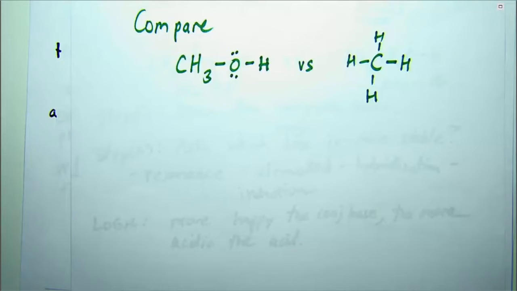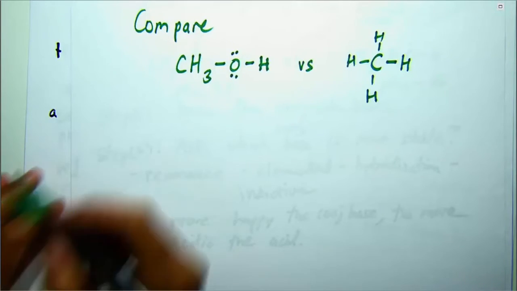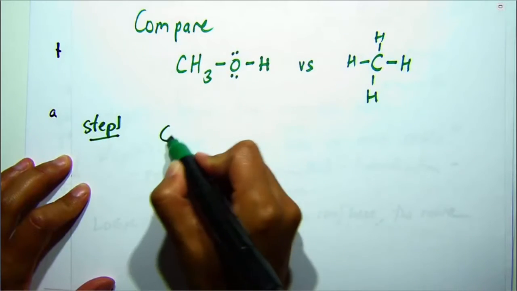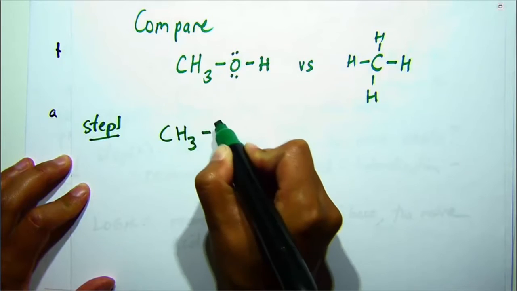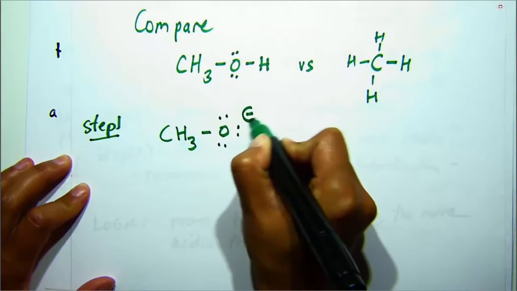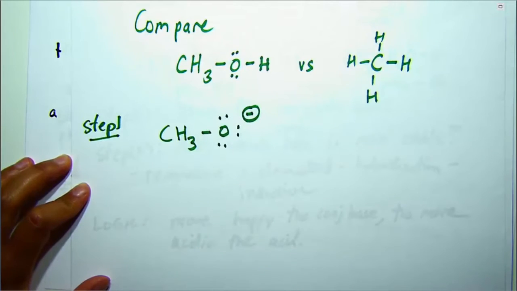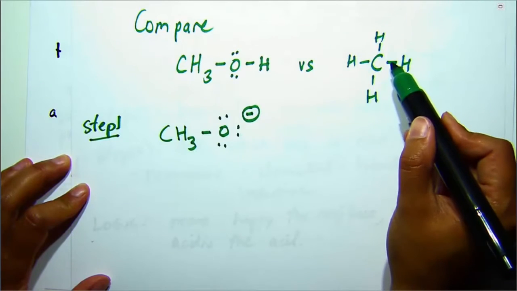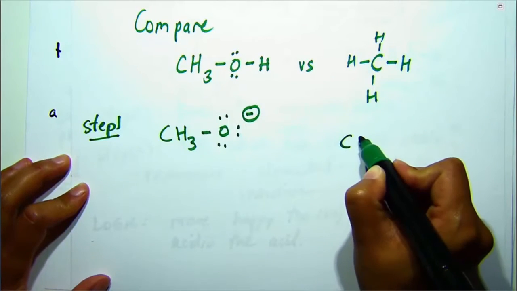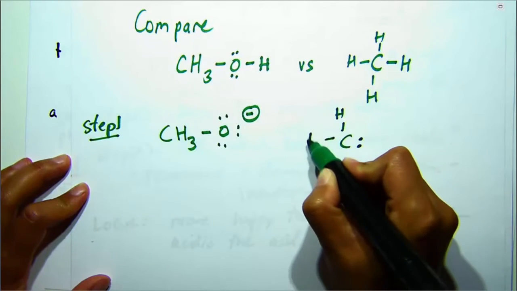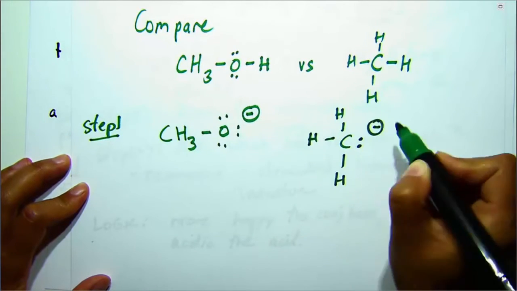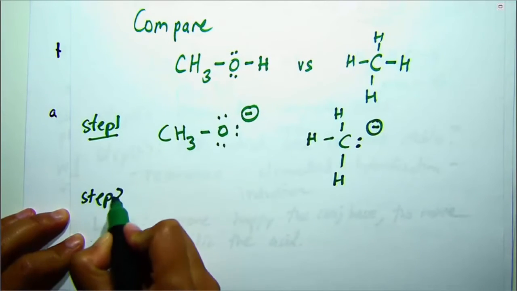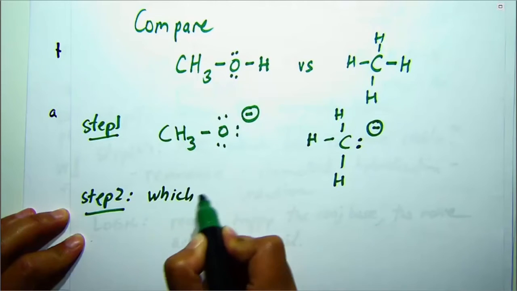So again, I'm going to apply this three-step logic. Step one is I'm going to draw the conjugate base of each. So CH3O negative. This is called methoxide. And then I'm also going to draw the conjugate base of methane, where I've removed a proton. And so now I have a carbon anion with a negative charge. So step one, draw the conjugate base. Step two, ask which conjugate base is more stable.